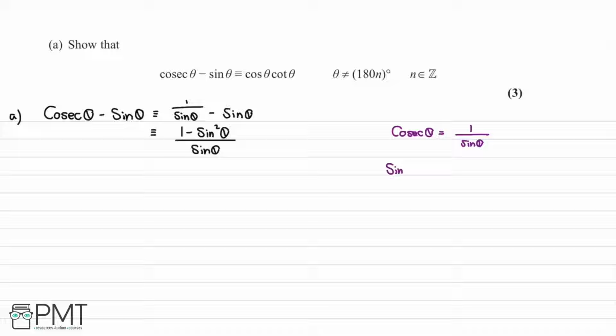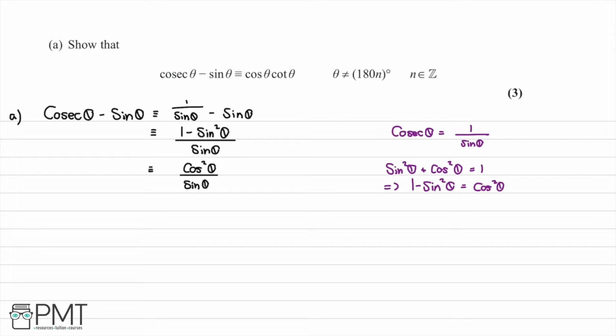So then we have to think, now we've combined this into one single fraction, what's next? We know that sine squared theta plus cos squared theta is equal to 1. So therefore we can say that 1 minus sine squared theta is going to be equal to cos squared theta. And we have this 1 minus sine squared theta here in our numerator, so we can substitute this in. So this expression is going to be equivalent to cos squared theta divided by sine theta.